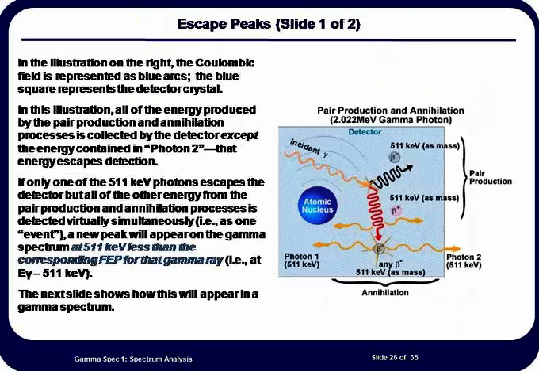Since all of the initial gamma ray energy is recorded, except the 511 keV photon that escaped the detector without interacting, a peak in the gamma ray spectrum appears. This peak is exactly 511 keV less than the original gamma ray energy and is called a single escape peak.